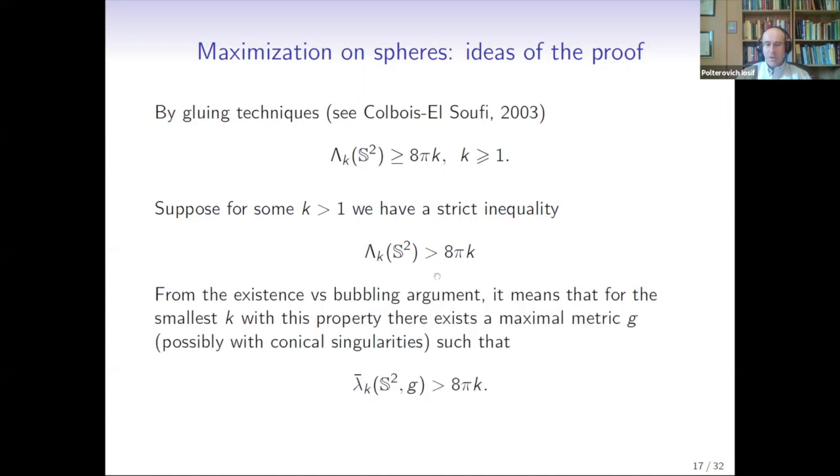Because if this is not the case, then we'll automatically have that it is equal to 8 pi k. So we're using the existence versus bubbling argument. If this is true, then there exists a metric with conical singularities that realizes this lambda k bar that is greater than 8 pi k. So we need to show that this is impossible.